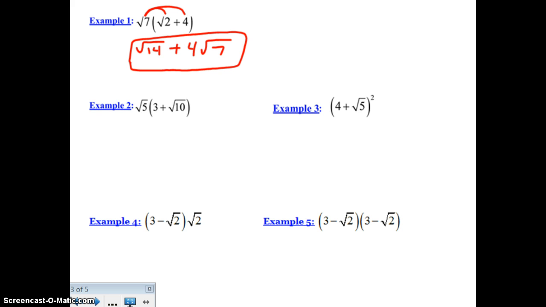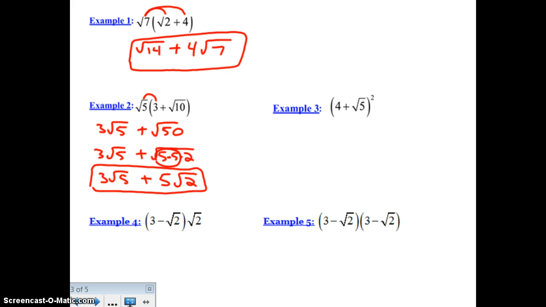Go ahead and try example number 2, and I'll put the simplified version up in just a second. So hit pause, and then come back and see how you did. You should have gotten 3 radical 5 plus 5 radical 2.